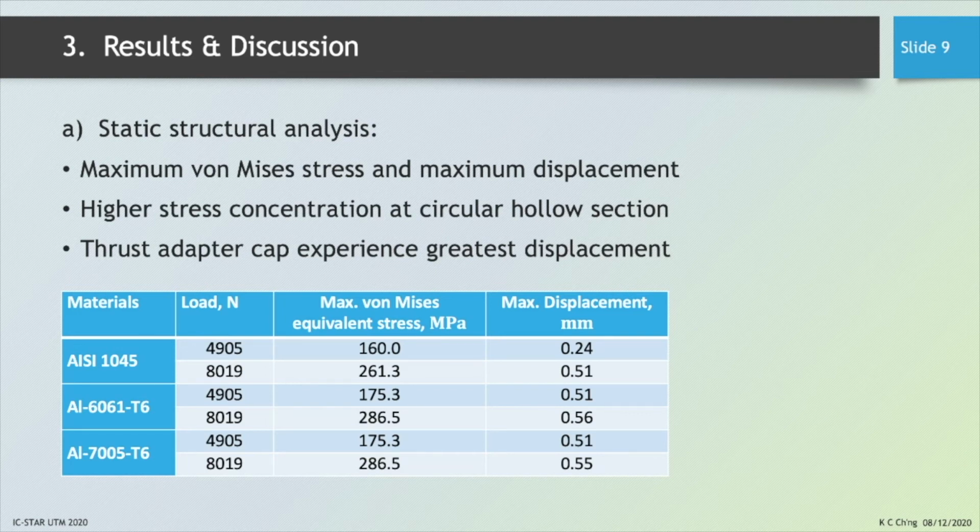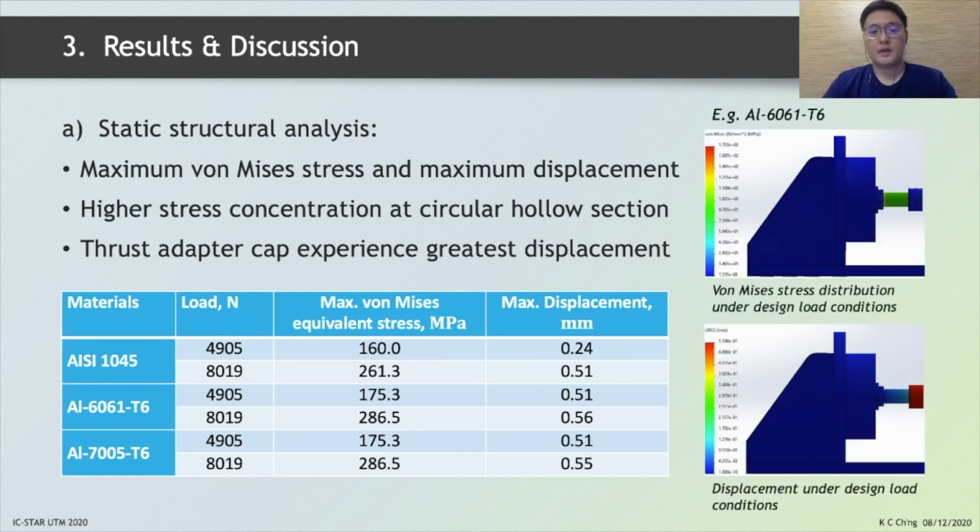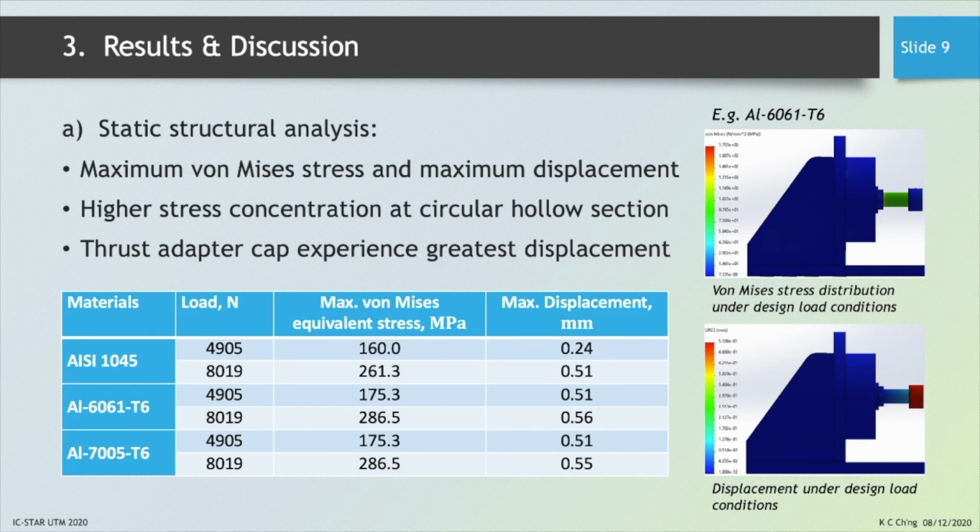On the right shows the contour results for the 6061 aluminum alloy, which includes the von Mises stress and also the displacement. From the contours, we can see that the von Mises stress at the circular hollow section is at higher concentration. The maximum von Mises equivalent stress is similar for the two aluminum alloys, along with higher maximum displacement compared to AISI 1045.